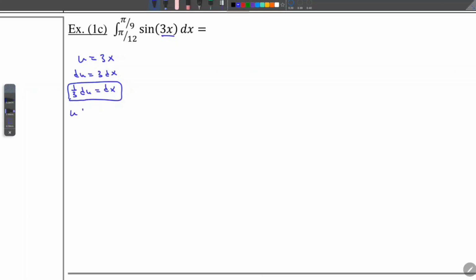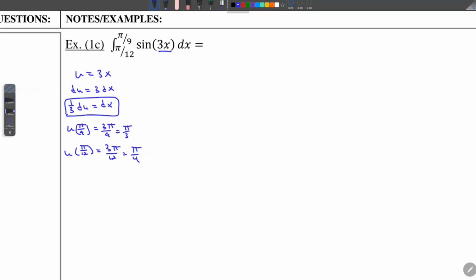So u of pi over 9 is equal to 3 pi over 9, which is pi over 3. So that's going to be our new upper limit of integration, and our lower limit of integration is going to be u of pi over 12, which is going to be 3 pi over 12, which would be pi over 4. So our new limits of integration.